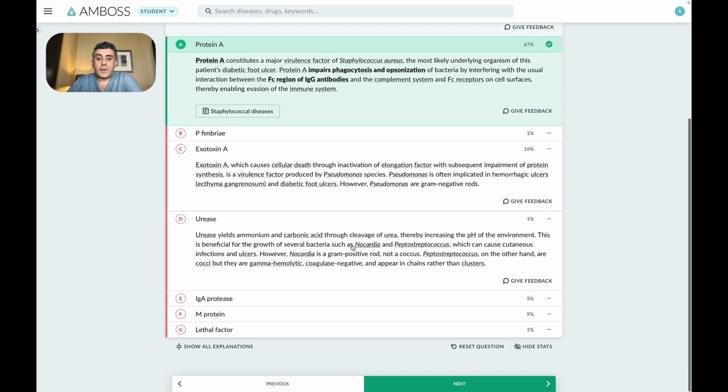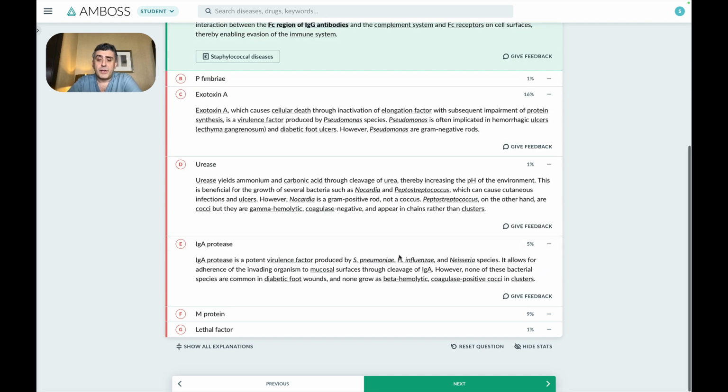Urease here, we have Nocardia and Peptostreptococcus. IgA protease, as I mentioned earlier, SHiN: Strep pneumo, H. influenza, Neisseria, very important. You need to know that basically it allows, like I mentioned earlier, organisms to evade and to really adhere to the mucous surfaces because they cleave the IgA.